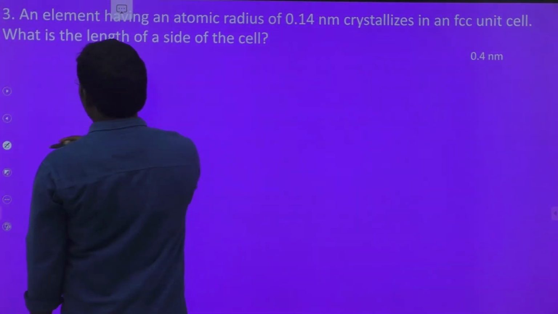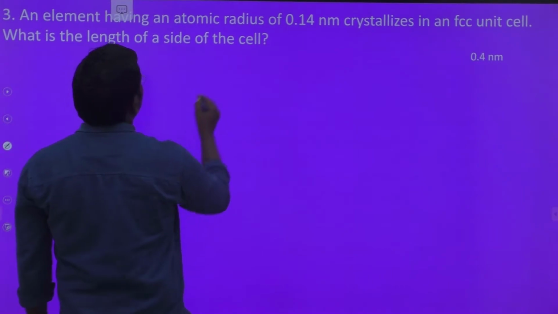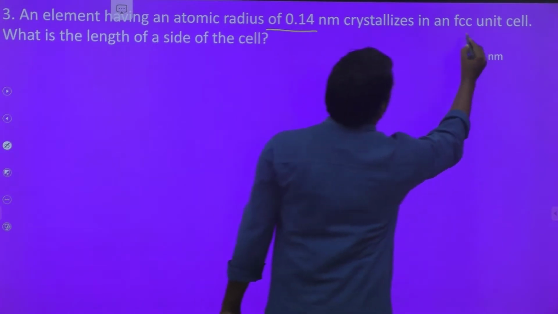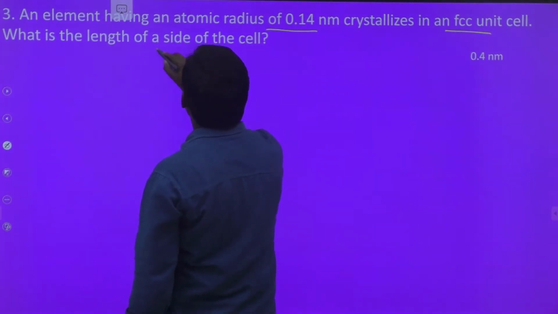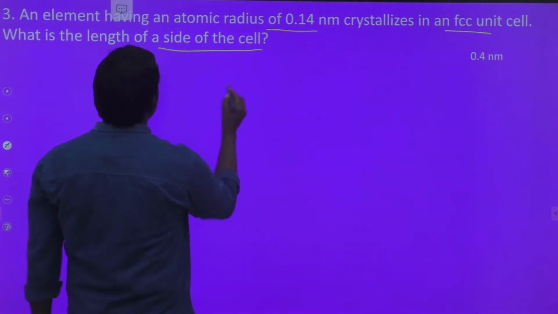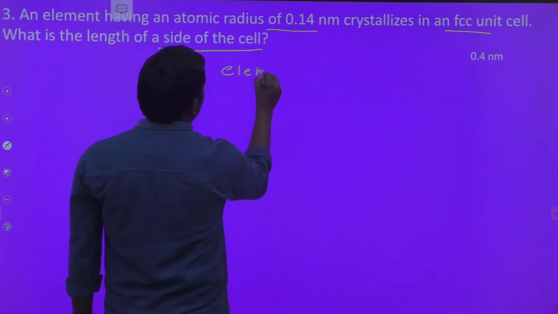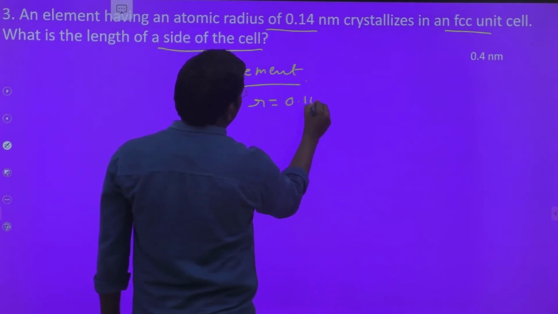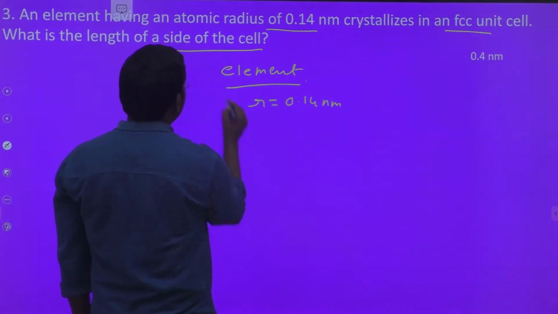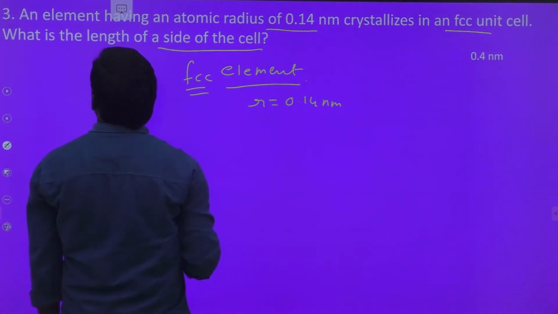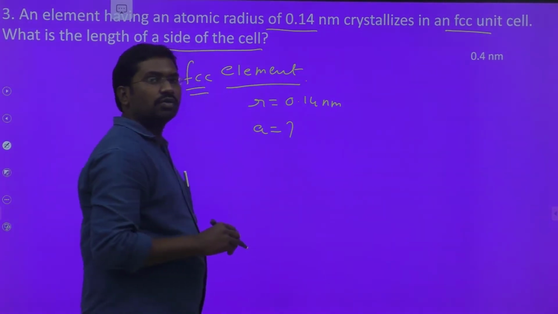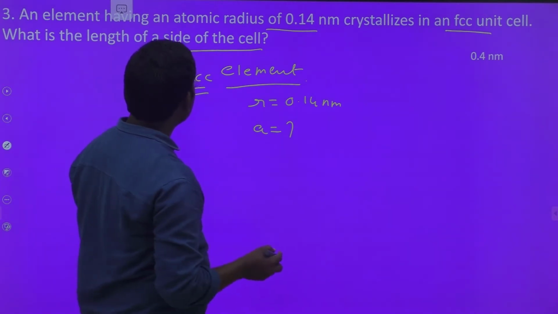So come to the next question, the third one. An element having an atomic radius of 0.14 nanometer crystallizes in an FCC unit cell. What is the length of the side of the unit cell? So an element having radius r equal to 0.14 nanometer crystallizes in FCC. We have to calculate the length of the side of the unit cell, that means the edge length a.